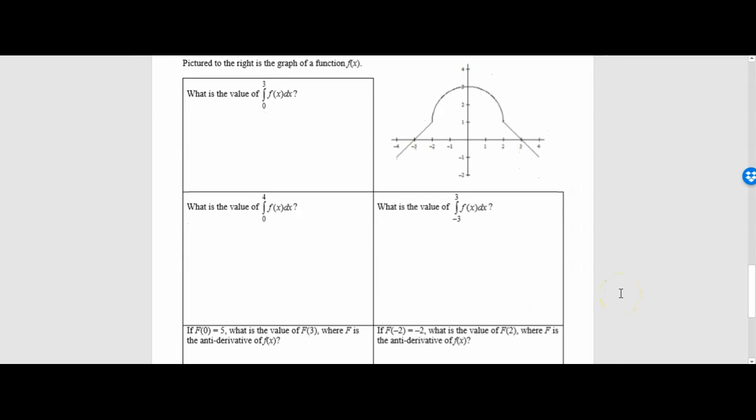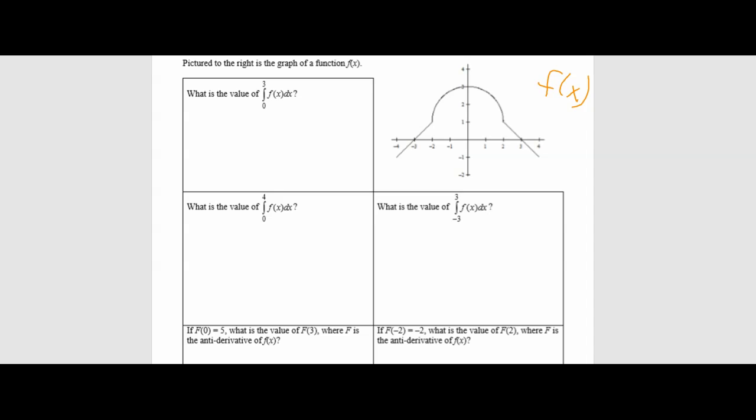So it says, if f of 0 is equal to 5, what is the value of f of 3? And again, when they're using the uppercase F, they're just talking about the antiderivative. Because we know that this function represents f of x, so you could think about that as the derivative, and capital F of x being the original function. So if we know what the antiderivative of 0 is, we need to figure out the antiderivative of 3.